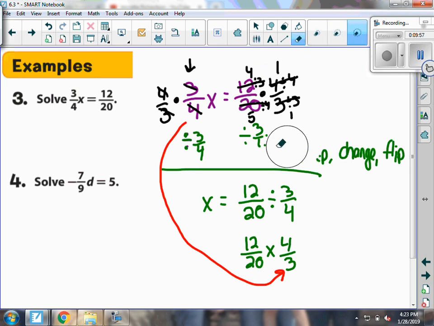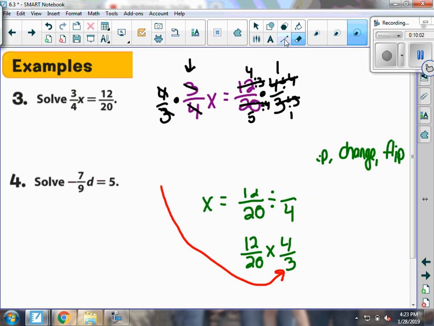I'm going to erase this and give myself some more room. So I'm left with x is equal to 4 times 1 is 4 over 5 times 1 is 5. There's my final answer. So we multiply both sides by the reciprocal of our coefficient. So if our coefficient is a fraction, we multiply both sides by the reciprocal. We flip it. Cross reduce here because it's easier than simplifying here. So there's our answer. X is equal to 4/5.